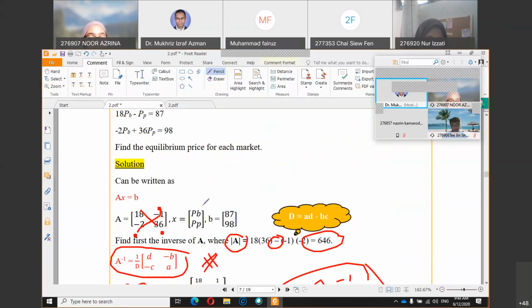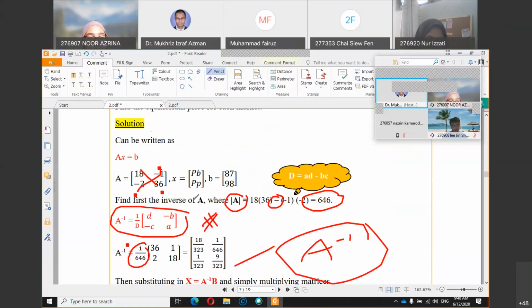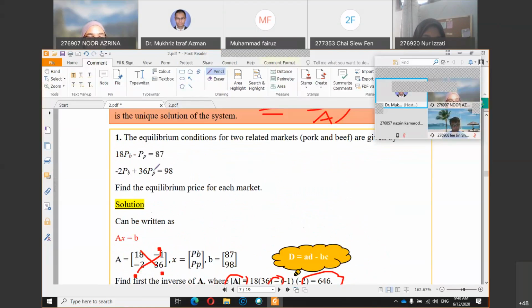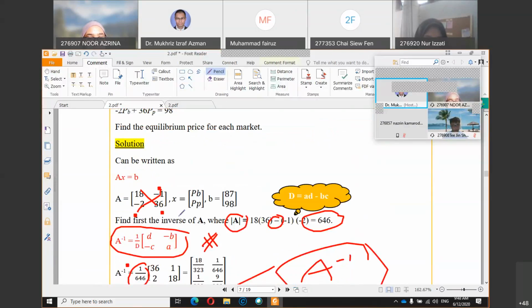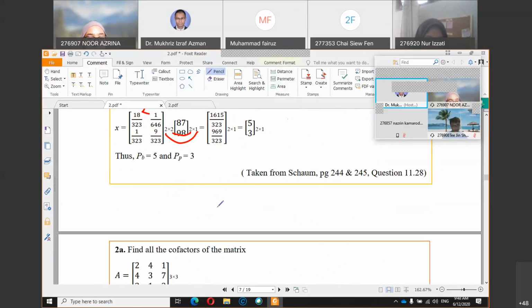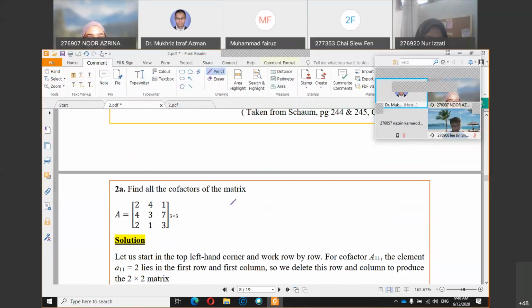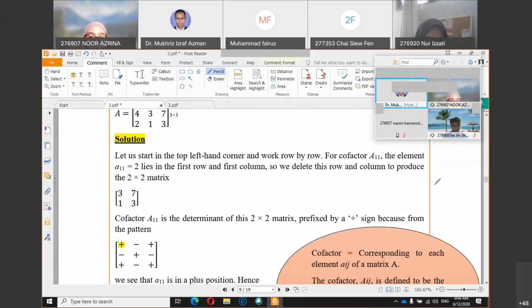But if using matrix, this will be the way for a 2 by 2 matrix for two unknowns, P and X and Y, or P and B, two unknowns. So this is the way to solve for it.